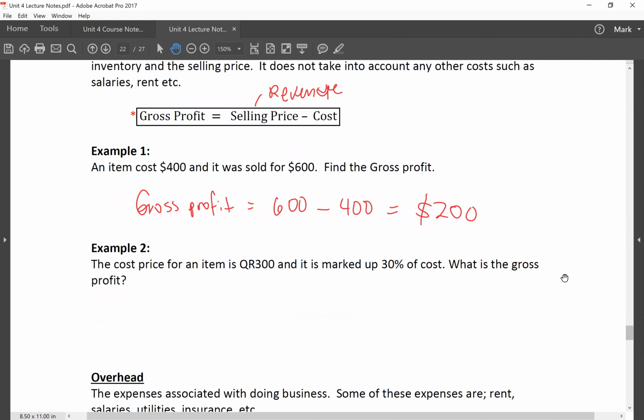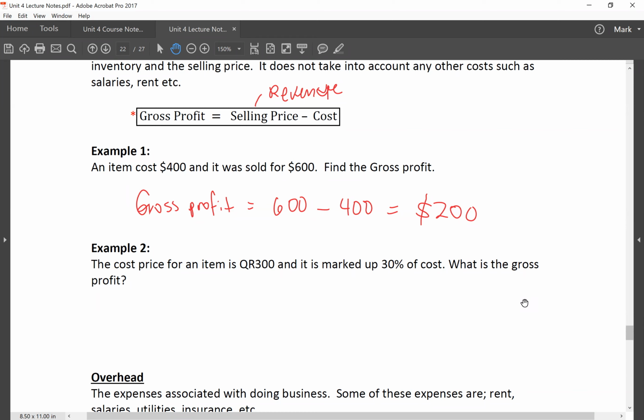So what about another, like this example is very easy. It's just expanding on what we knew from the other day. It says the cost for an item is $300. It is marked up 30% of cost. What is the gross profit?